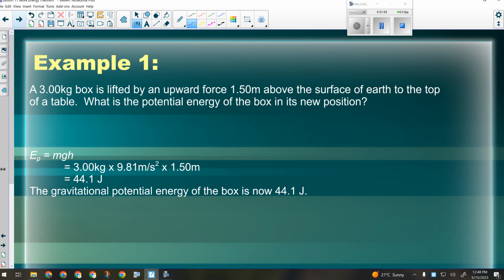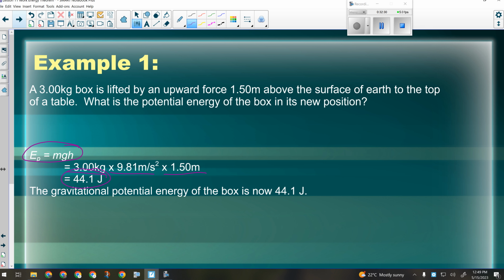Okay, so let's do a simple example here. I have a 3 kilogram box, and it's lifted by an upward force 1.5 meters above the surface of the earth to the top of a table. What's the potential energy of the box in its new position? I would want to use m times g times h, because I know I'm lifting it. I'm giving it potential energy. Take the mass, multiply by g, multiply by height. And I would get that the box now has 44.1 joules of potential energy.